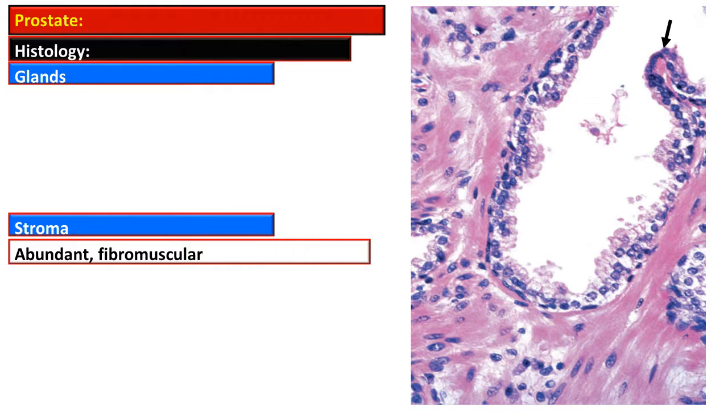The stroma is abundant and it is fibromuscular. In the transition zone, it contains compact fascicles of smooth muscle, and in the central zone the stroma is densest and least dense in the peripheral zone, while in the transitional zone this is in between.